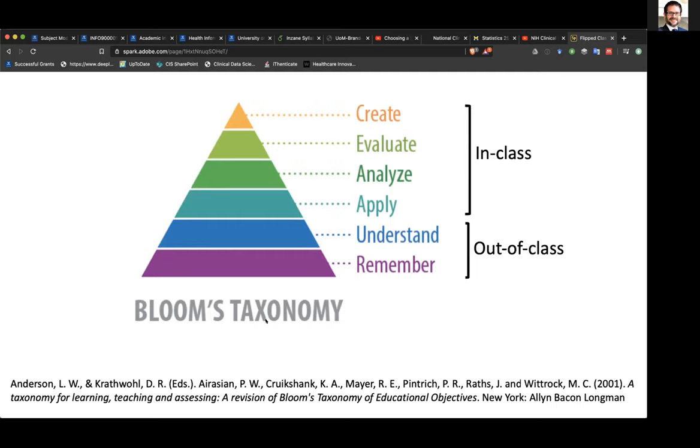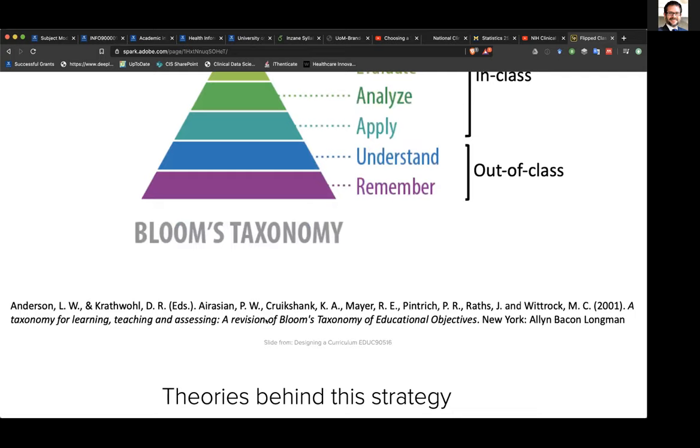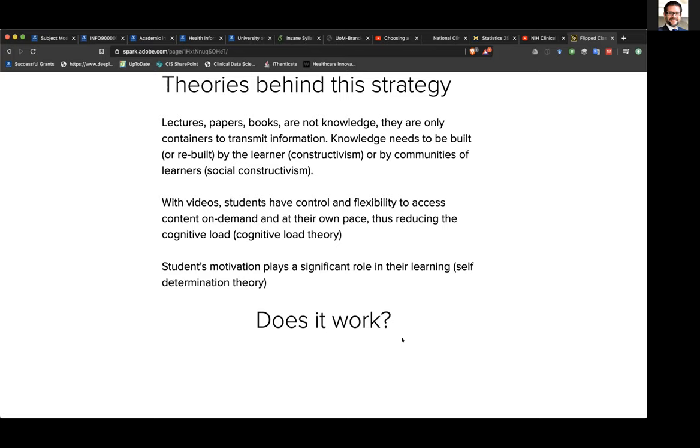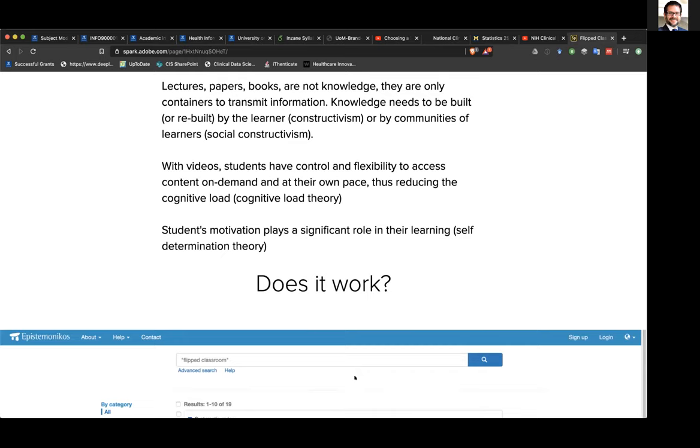One is understanding that lectures, papers, and books are not knowledge but information, and knowledge needs to be built or rebuilt by the learner or by communities of learners. With videos, students have control and flexibility to access this content whenever they want at their own pace, reducing cognitive load, and students' motivations play a significant role in their learning.